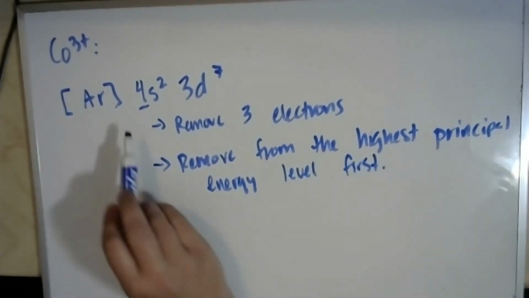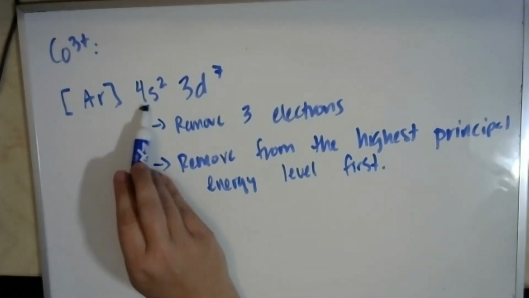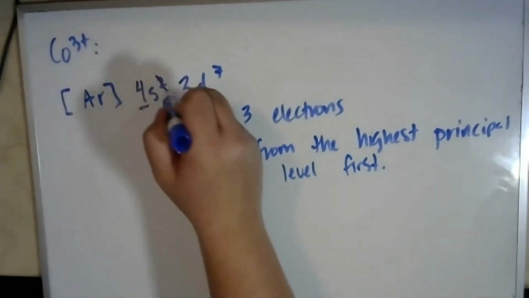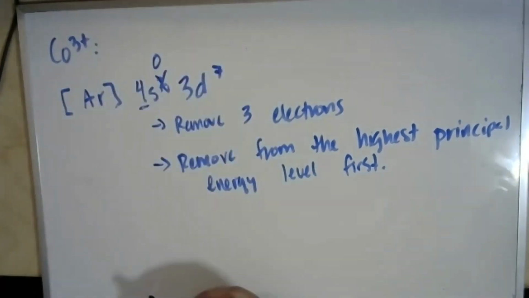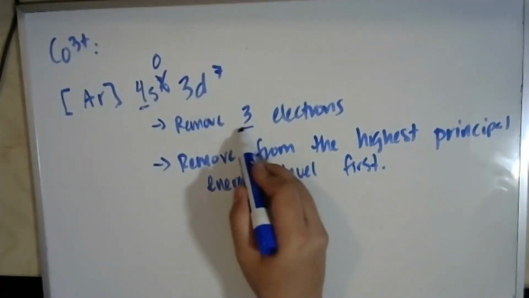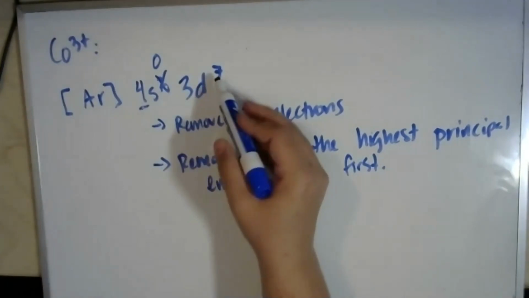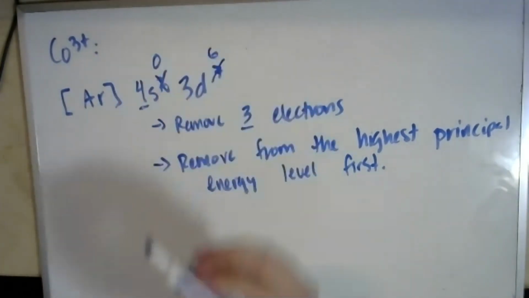Okay, so basically because 4 is bigger than 3, we're going to remove the electrons from the 4th level first. So both of these electrons get removed. Okay, now that goes down to 0. Now I still need to remove 1 more electron because I need to remove 3 of them. So I'm going to take 1 away from the 3d.